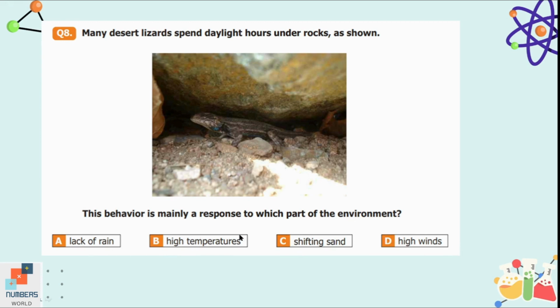So of course in high temperatures they need to live under the shades. It is mentioned in the question that it's a desert lizard which hides under the rocks in daytime, because in daytime the temperatures are high and at night time the temperatures are low. So option B is the correct option here.